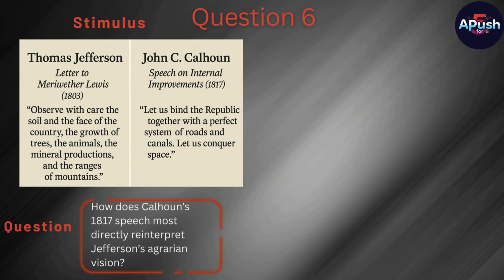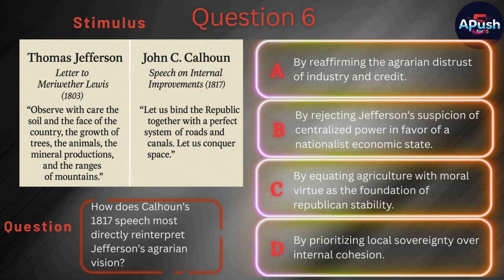Question 6. Stimulus. See image. Question. How does Calhoun's 1817 speech most directly reinterpret Jefferson's agrarian vision? A. By reaffirming the agrarian distrust of industry and credit. B. By rejecting Jefferson's suspicion of centralized power in favor of a nationalist economic state. C. By equating agriculture with moral virtue as the foundation of Republican stability. D. By prioritizing local sovereignty over internal cohesion.